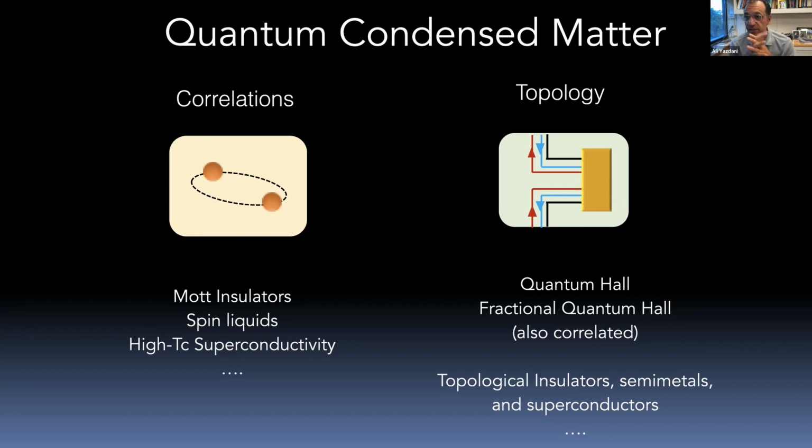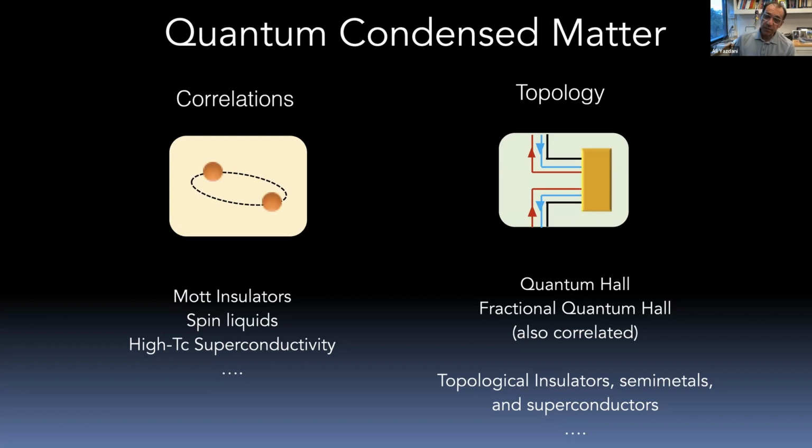We're still trying to understand what goes on in very complex oxides in which such correlation effects give us superconductivity at very high temperatures. Now, on the side of the topology of the electronic wave function, there have been a tremendous number of discoveries, starting back from the quantum Hall effect in the 1980s, the fractional quantum Hall effect, which is not only topological but also a correlated state of matter. And more recently, the discovery of topological insulators and interest in topological superconductors.